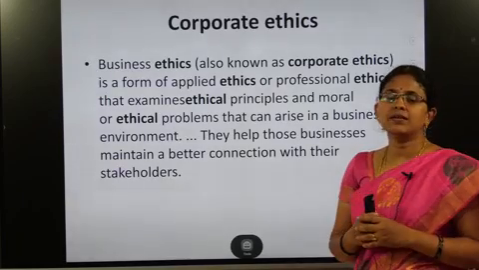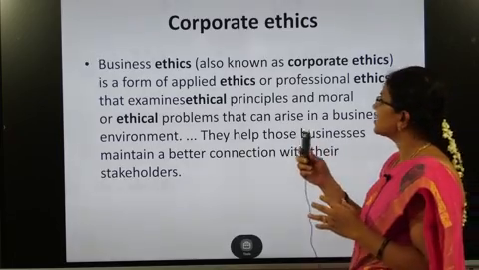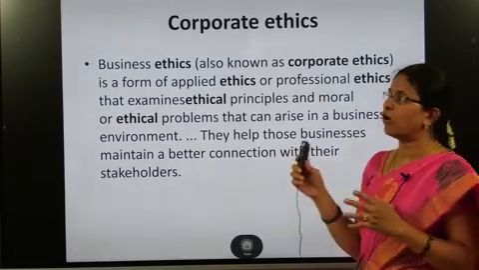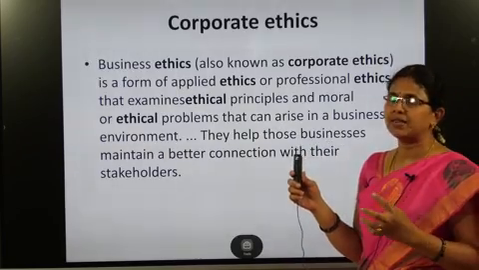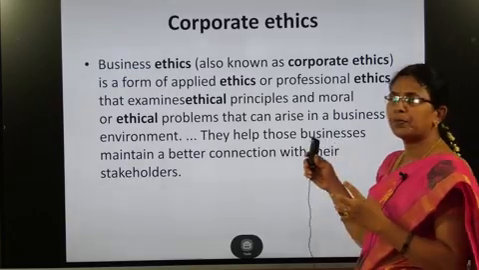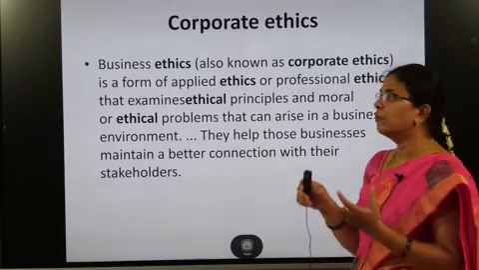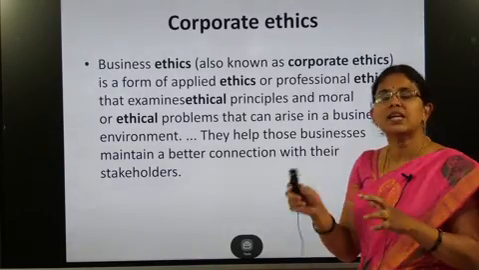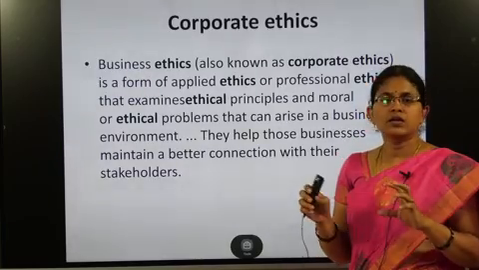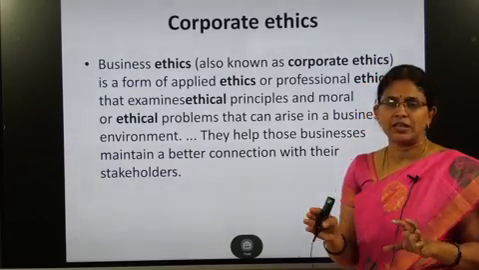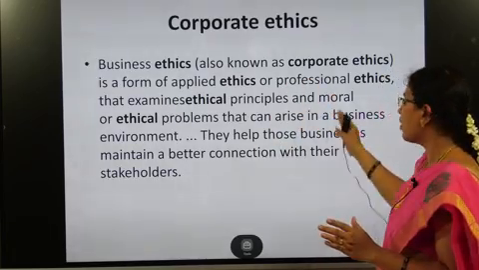Okay, next one, corporate ethics. What do you mean by corporate ethics? Business ethics is sometimes also known as corporate ethics. When you are applying ethics to a professional person, professional ethics examines ethical and moral problems related to those ethical values. So when you are checking all these types of ethics and you are running your business in an ethical manner, it is called corporate ethics.